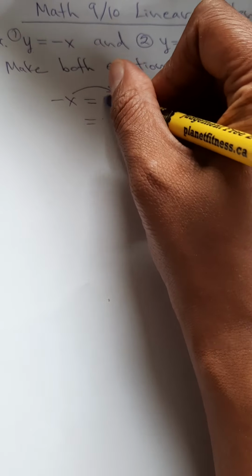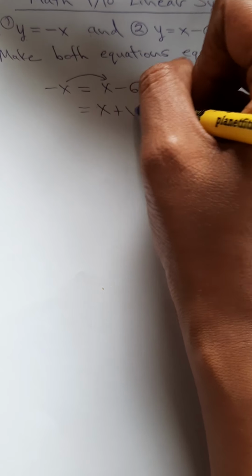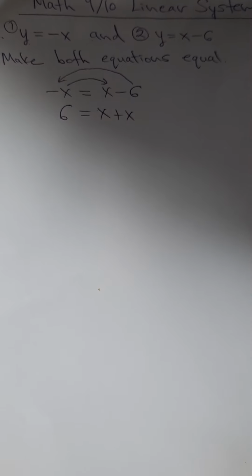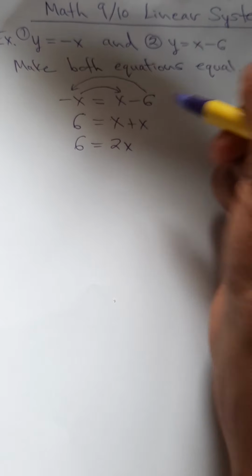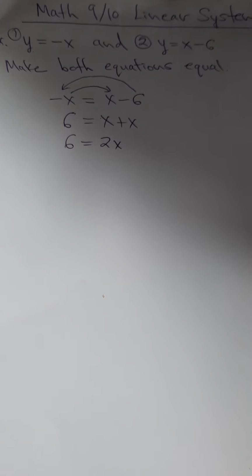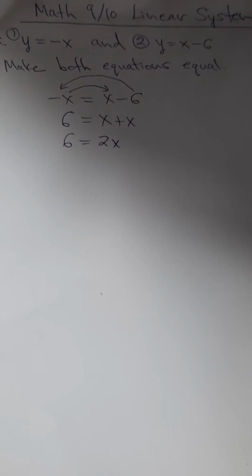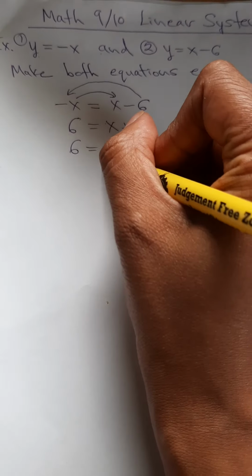I'm going to take the negative x to the other side. So I already have this x, so I'm going to do x plus x. And I'm taking the negative 6 to the left side and it becomes positive 6. Everyone's good? So x plus x is equal to 2x. Remember, it doesn't matter which side I'm moving the variables to, and which side you're moving the numbers to. Just make sure you're changing the sign.